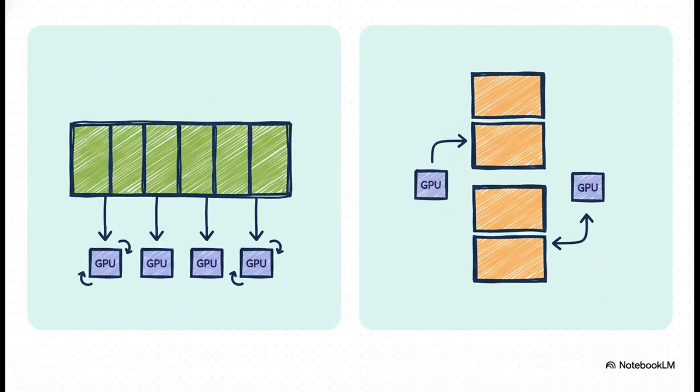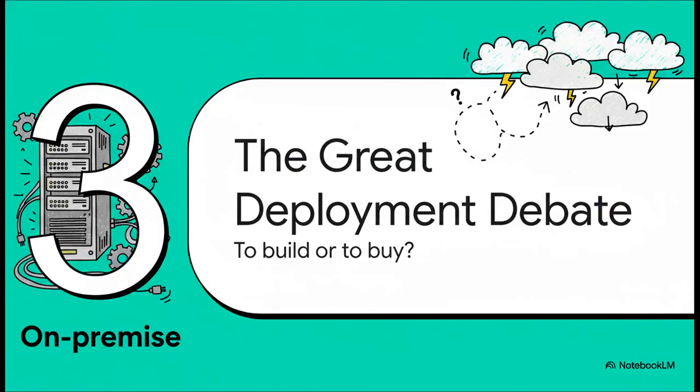Think of it like this. Tensor parallelism is like taking one giant, complex Lego piece and splitting it across a few builders. Pipeline parallelism is more like an assembly line, where each builder gets a whole section of the instructions. And in the real world, you pretty much always use them together to chop these giant models up across a whole fleet of GPUs. Okay, so we know all the software tricks now, but where do we actually run the model? And this brings us to what I like to call the great deployment debate.